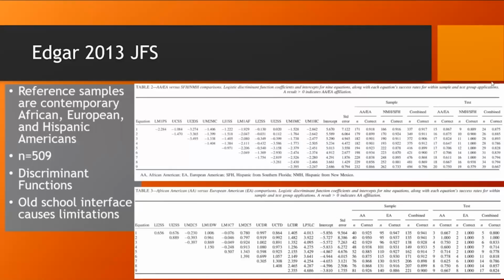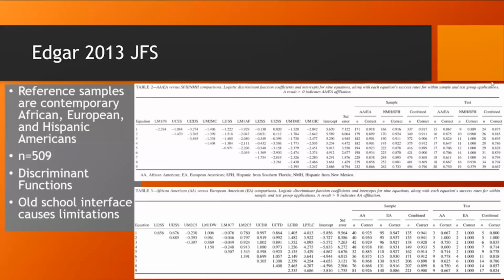The old school interface here, the fact that it's a published document, causes limitations to the value of this paper. Those limitations are mostly associated with whether you have incomplete information in the individual that you are interested in studying. Even though I provided a variety of different equations to use, if you're missing the very core tooth, then you can't apply the method.